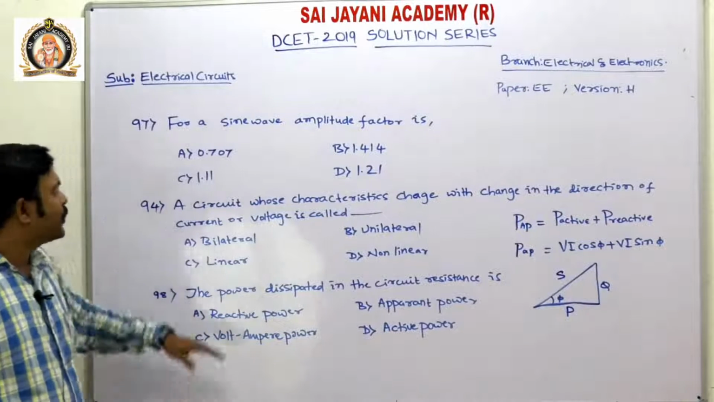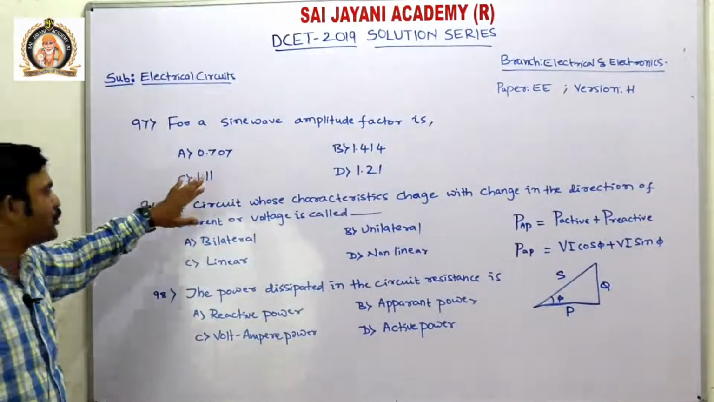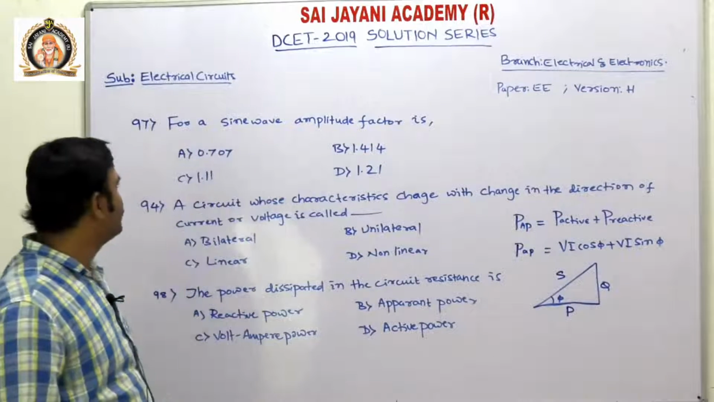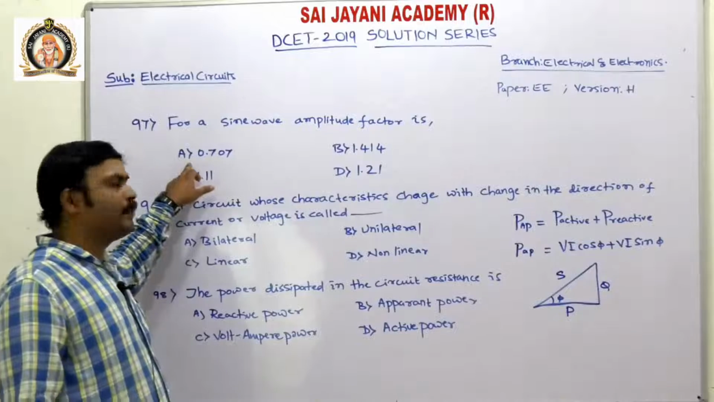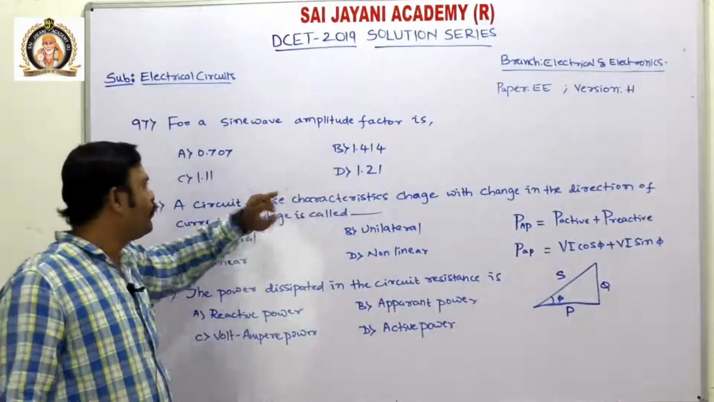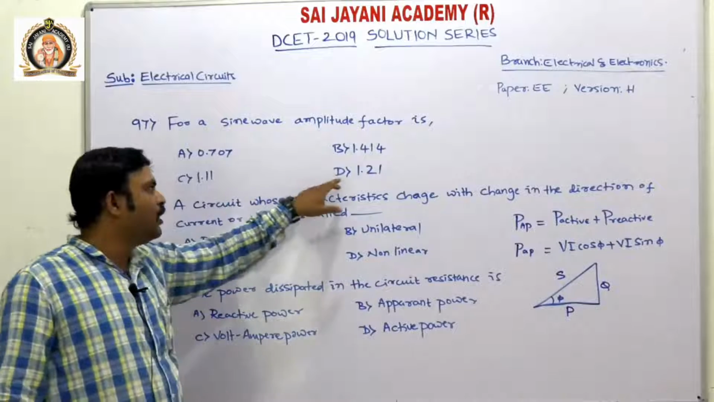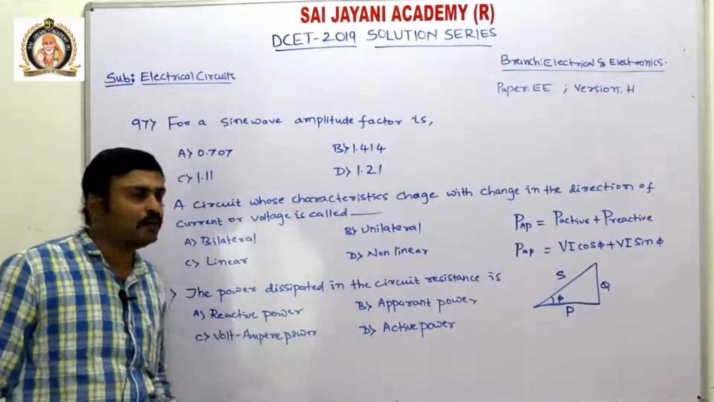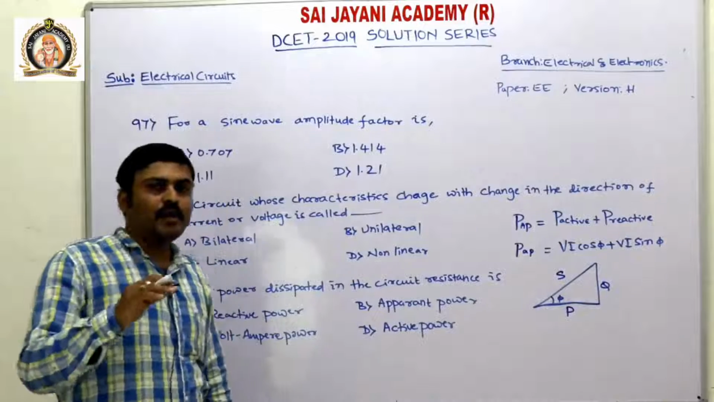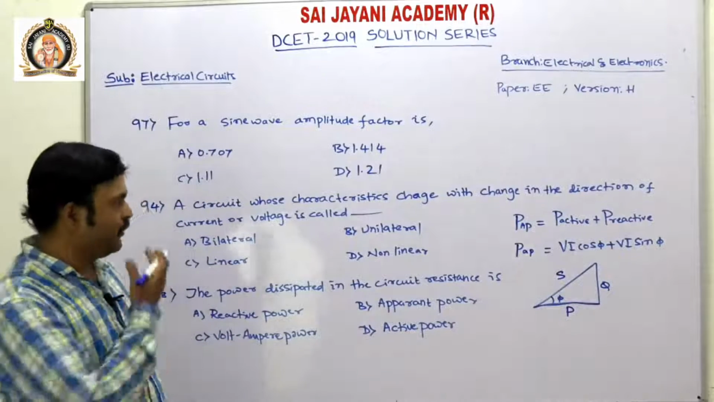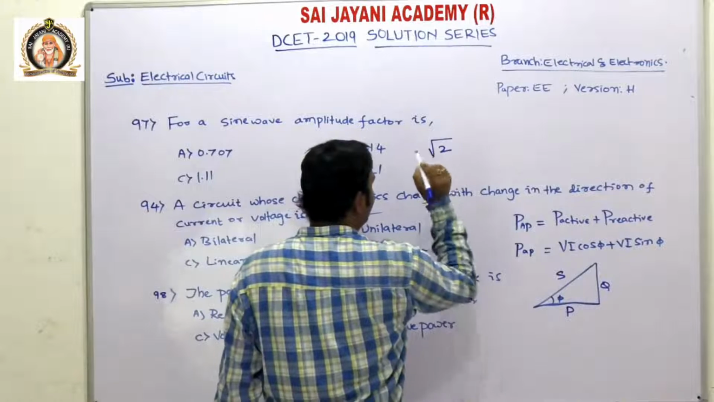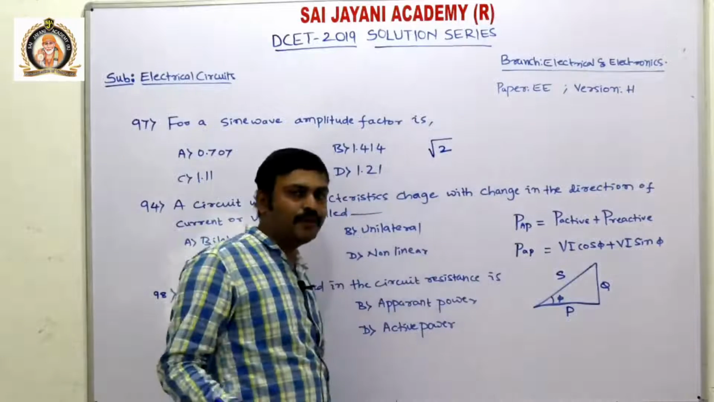Moving on to the next questions in the electrical circuits. For a sine wave, the amplitude factor is: option A is 0.707, option B is 1.414, option C is 1.11, option D is 1.21. The amplitude factor is the ratio of first order deflection to second order deflection, and its value is root 2.